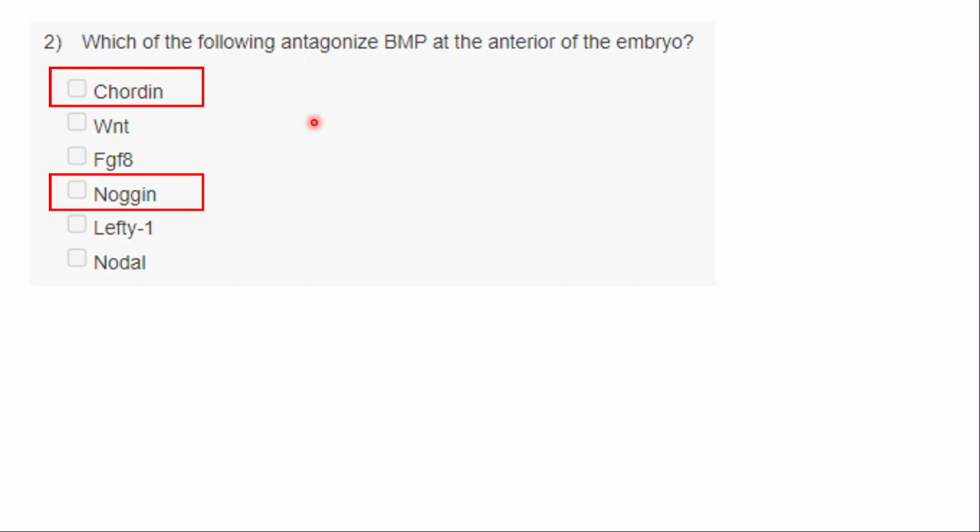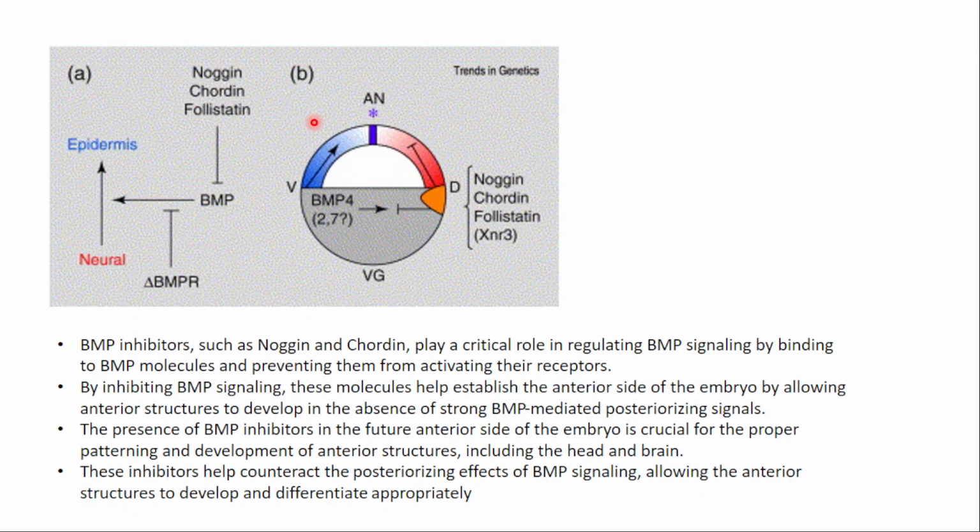Very good. So if you follow the schematic here, noggin, chordin, follistatin, these are some of the important inhibitors of BMP which specify the future anterior region. So here is an example of a frog embryo, a developing embryo, where we have the animal side and the vegetal side, and the orange portion here is where noggin, chordin, follistatin start expressing, where they inhibit the expression of BMP4 or 7.